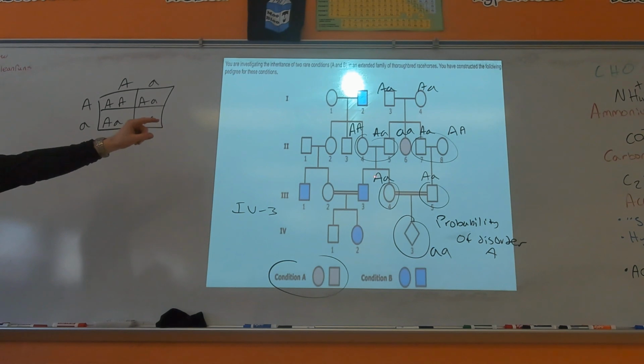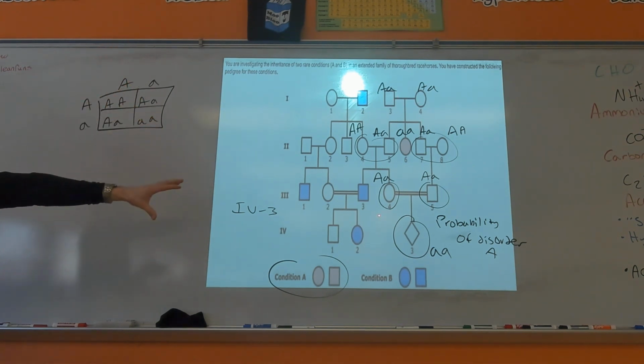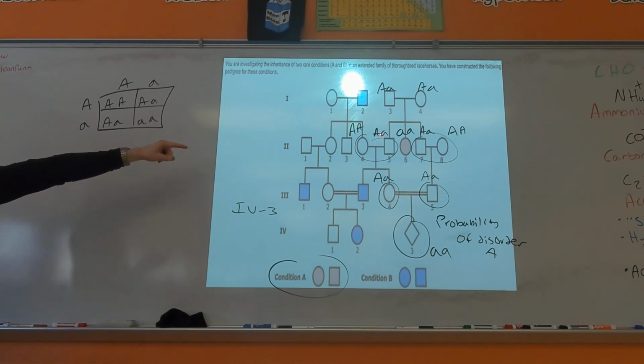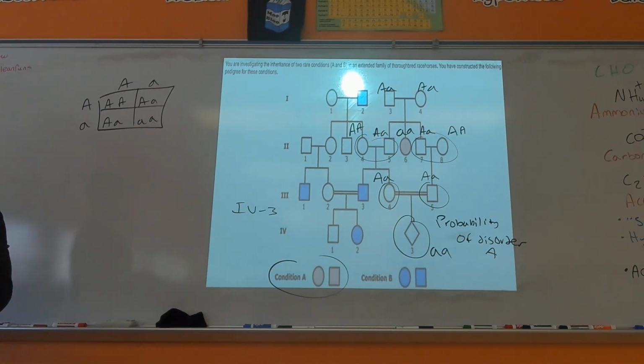Now we have the genotypes we need. What we need to figure out is the probability that you would be big A, little a, or big A, little a here for either one of those. So using our Punnett square, what would be the probability that this male will be big A, little a?